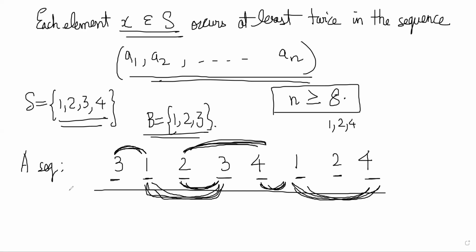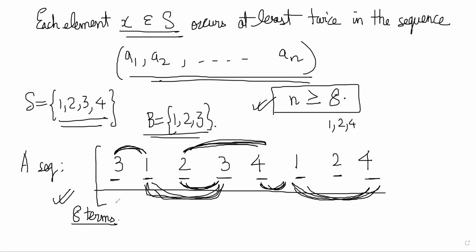So this particular sequence of 8 terms actually satisfies the conditions of the problem, because no matter what subset you pick of 1, 2, 3, 4, you will get some consecutive terms in that sequence. The number of terms will be equal to the number of elements in that subset, which will constitute that subset B, right? How are we getting this? How did we realize that this sequence works and n should be greater than or equal to 8?